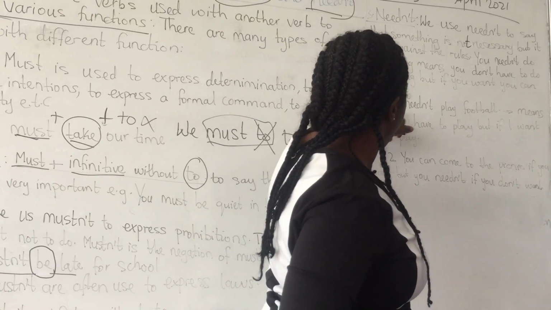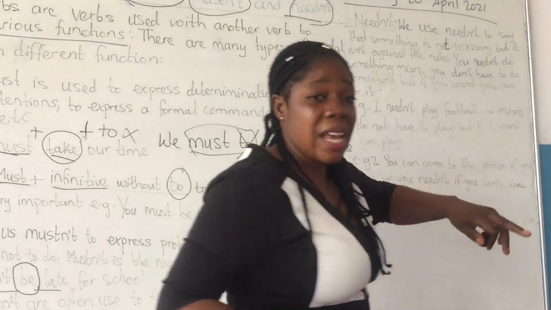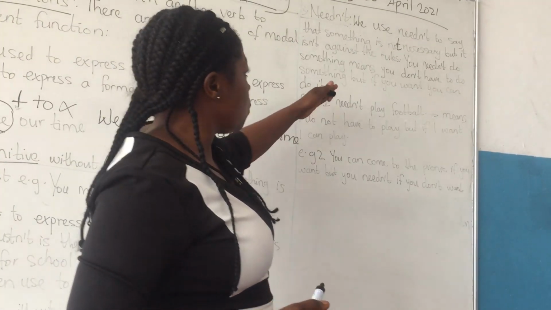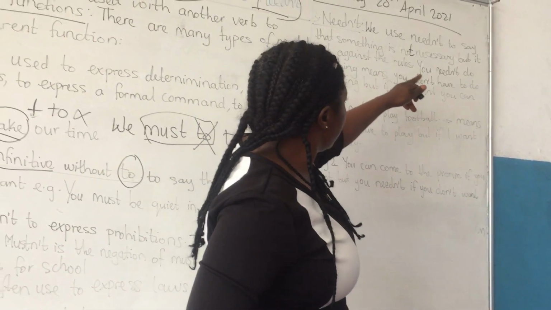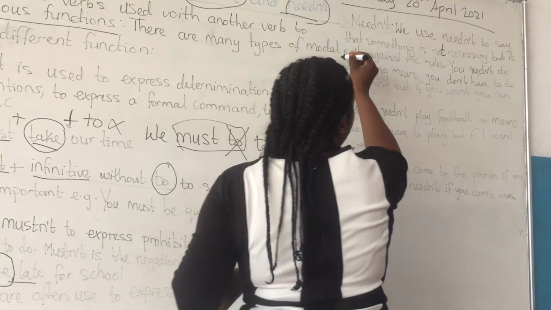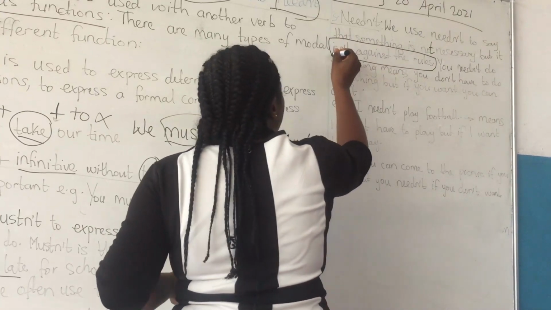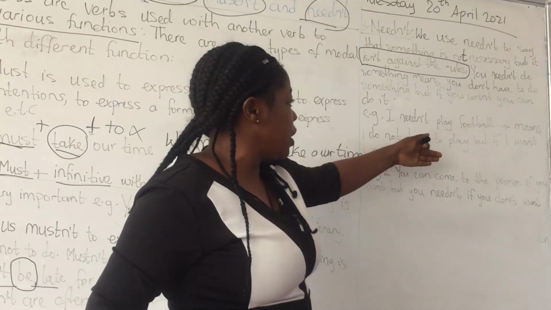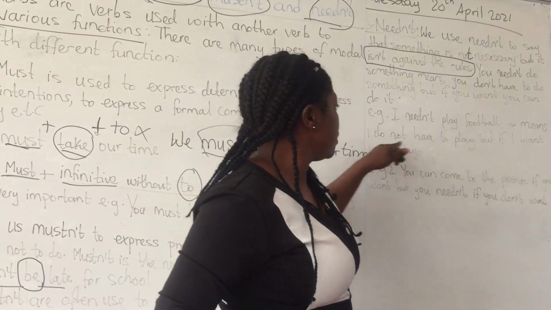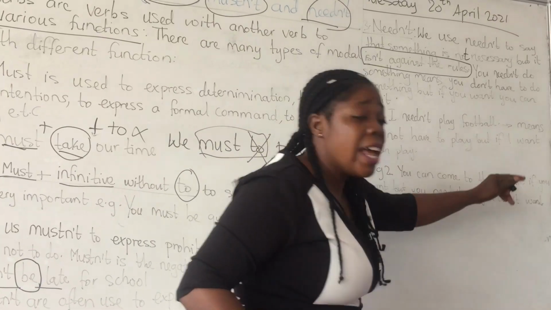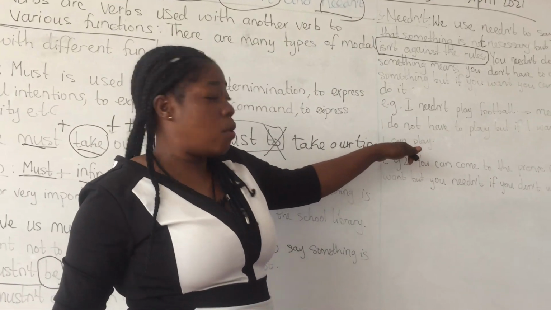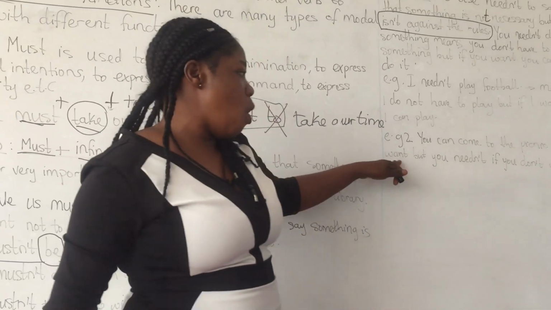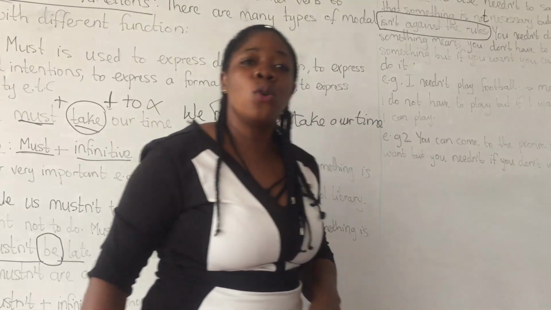Let's look at the example. Example number 1. I needn't play football. It means I don't have to play football, but you can still play football if you want. It isn't against the rules. It means it isn't compulsory. You can still change your decision. Second example, you can come to the picnic if you want, but you needn't if you don't want.